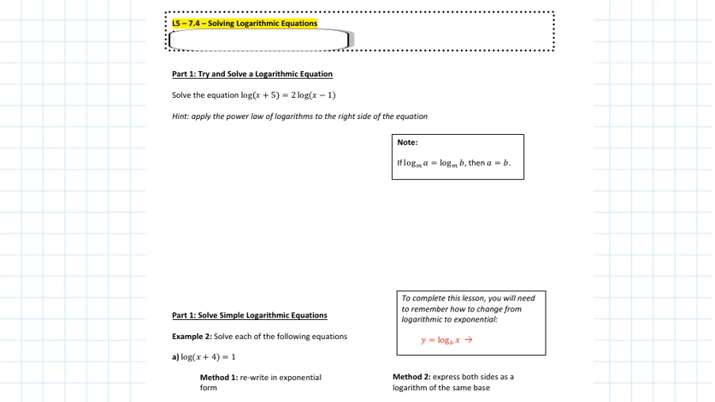So solve the equation log(x + 5) equals 2 log(x - 1). If you're looking at this one, you have log on both sides, but the problem is I have that 2 here. So I have to get rid of that 2. To get rid of that 2, I can apply the power law of logarithms and bring that 2 up to the exponent. So you'll have log of (x + 5) equals log of (x - 1) squared.